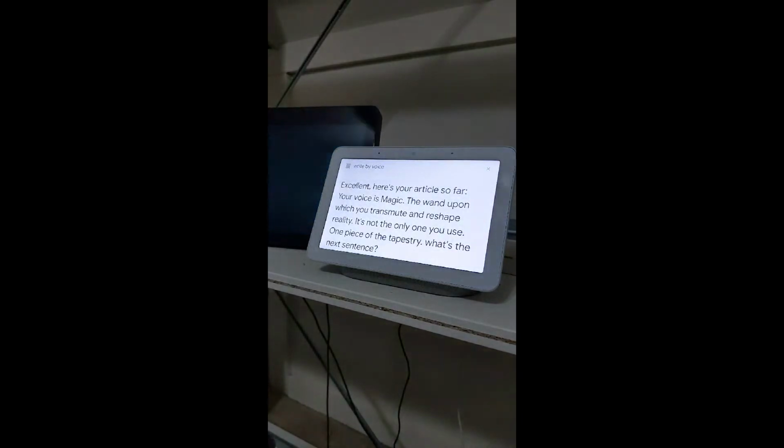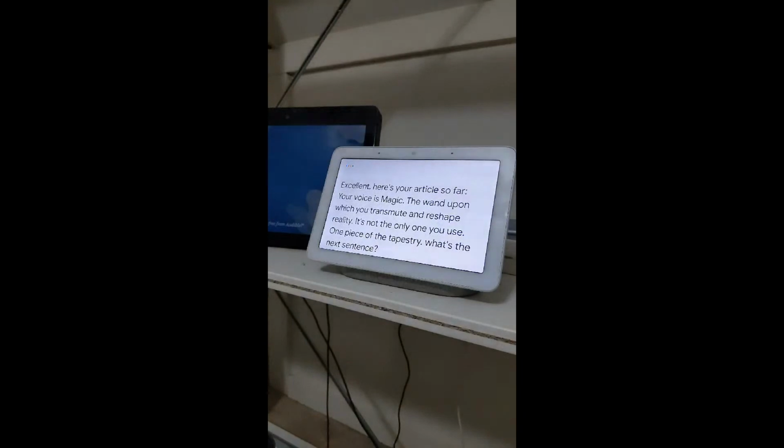Excellent, here's your article so far. Your voice is magic. The wand upon which you transmute and reshape reality. Hands and feet and eyes and body motions. Excellent, here's your article. Voice is a higher cognitive load for some tasks, period. Less for others.